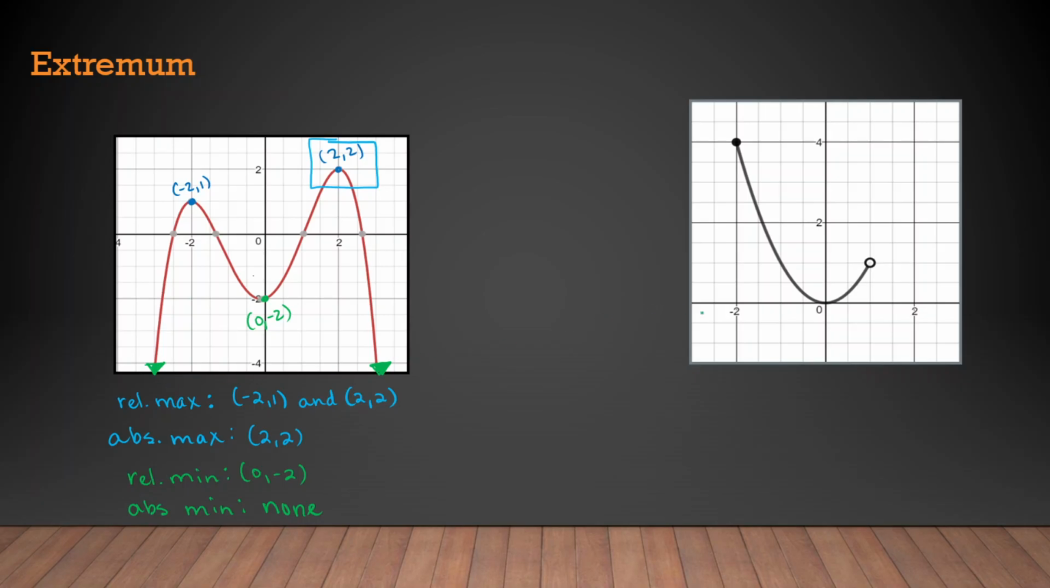Now let's take a look at this one. We only have one valley. So that point right there at the origin is going to be a relative min.